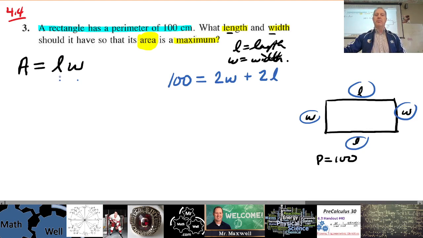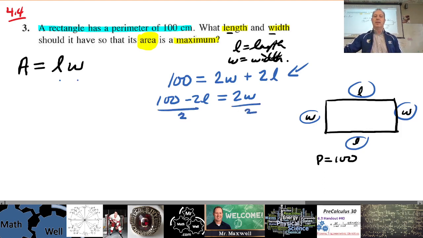I want to have either everything to do with L over here, like A in terms of just L, or A in terms of just W. And it doesn't really matter which one you pick. So over here, what you got to do on this one is solve for either W or L. So it doesn't really matter. Let's solve for W here, okay? So I'm going to do 100 minus 2L equals 2W. And then I'm going to divide all of this by 2 to get W by itself. And so I see that the width actually is described as 50 minus L.